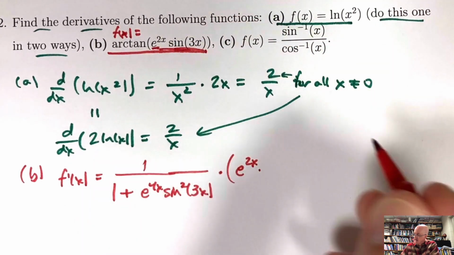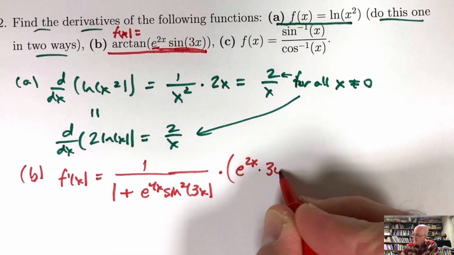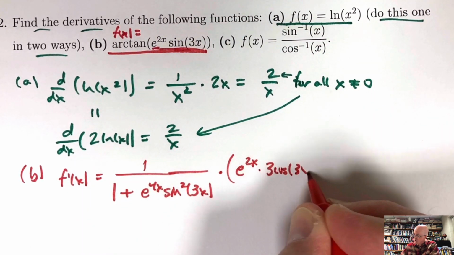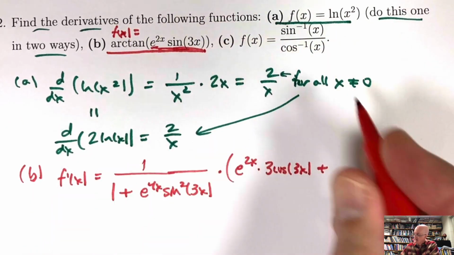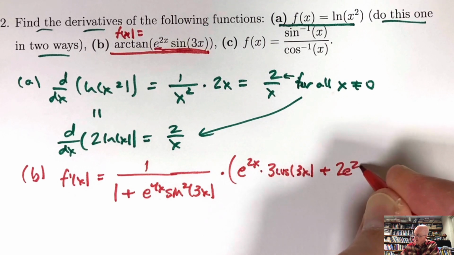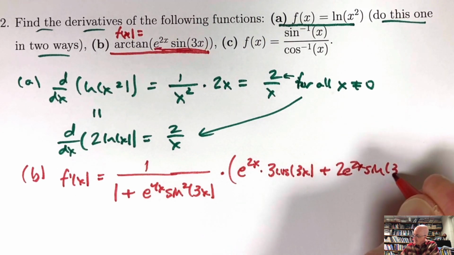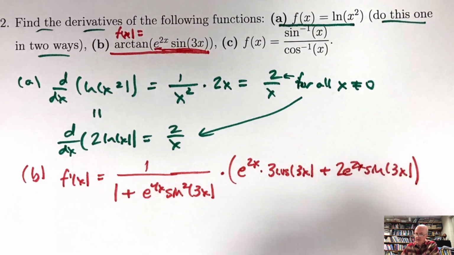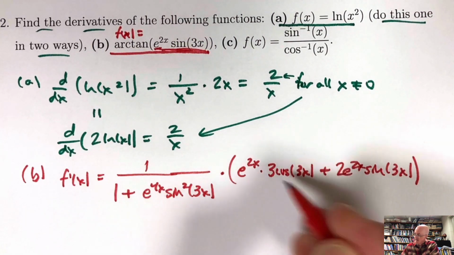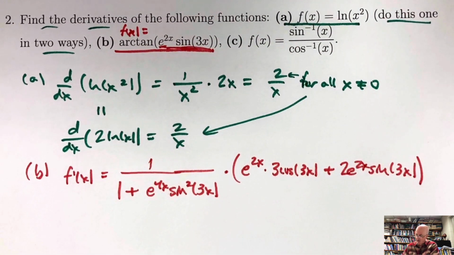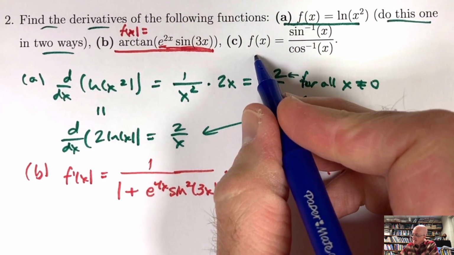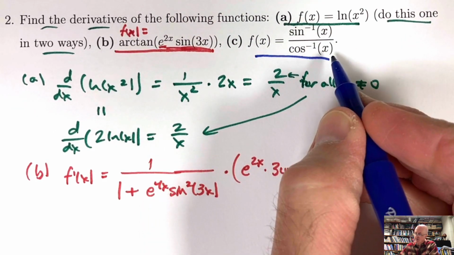times the derivative of the second. The derivative of sine of 3x will be 3 cos 3x, right? That's the chain rule. Plus the derivative of e to the 2x is 2e to the 2x by the chain rule, times the second function, sine of 3x. There we have it. That's the derivative of the inside function. As I just said, this entire expression could go up into the numerator and write the answer as one fraction as well.